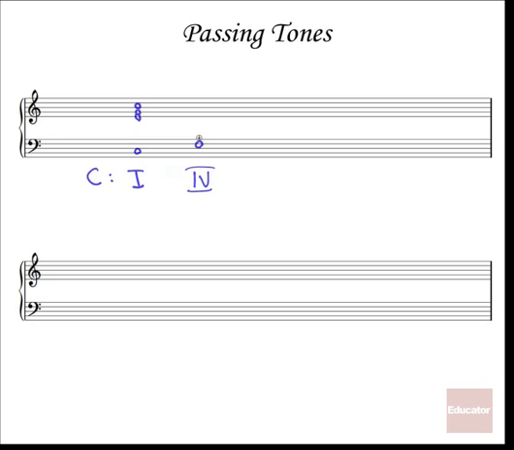So we've got an F in the bass, and then we've got, wait, that's not going to work, is it? Let's see. C, F, A. Okay, so actually, I'm going to have to write a third chord after this. What about a two chord? So let's see.